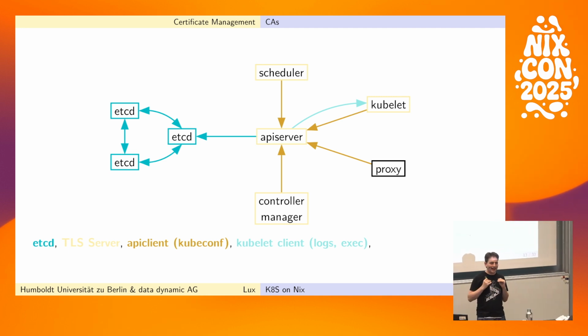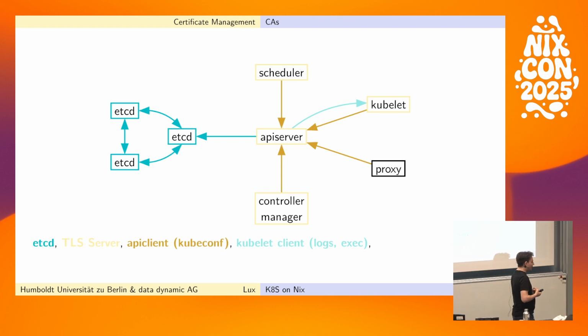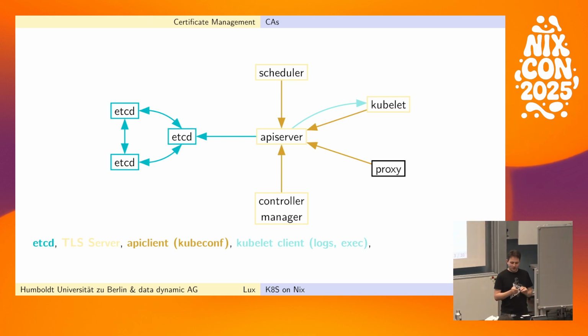And that's one we usually absolutely need, and we don't want to use for anything else, because every certificate we sign with it is a valid client certificate for our etcd cluster, which is our source of truth, so not a good idea.